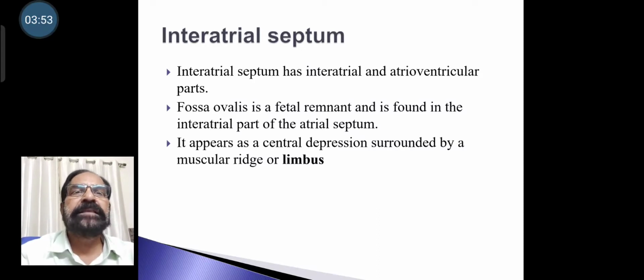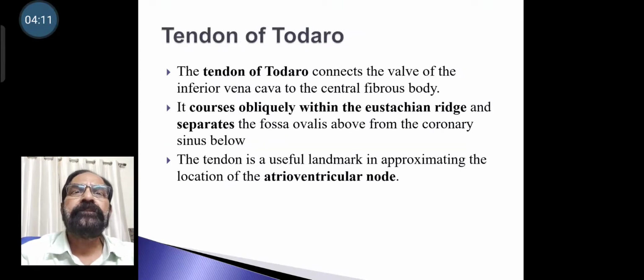Interatrial septum has interatrial and interatrioventricular parts. Fossa ovalis is the remnant and is found in the interatrial part of atrial septum. It appears as a central depression surrounded by a muscular ridge called as limbus. Tendon of Todaro. The tendon of Todaro connects the valve of inferior vena cava to the central fibrous body. It courses obliquely within the Eustachian ridge and separates fossa ovalis above from coronary sinus below.